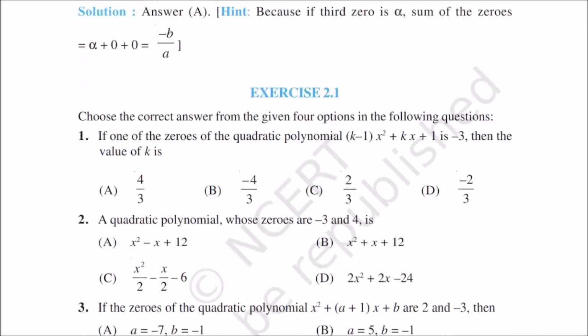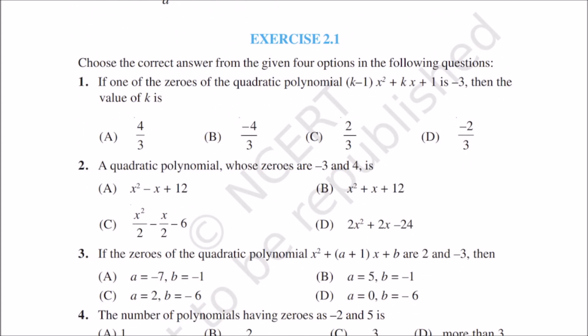Now coming to objective questions. Question 1. Choose the correct answer from the following four options. If one of the zeros of the quadratic polynomial (k minus 1)x square plus kx plus 1 is minus 3, then find the value of k. That means if alpha is minus 3, then you have to find your beta. No need of beta, you have to find the value of k. The options are 4 by 3, minus 4 by 3, 2 by 3, minus 2 by 3. So this is a sample question.